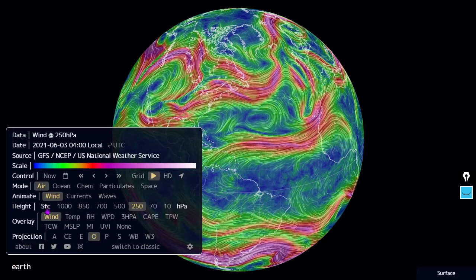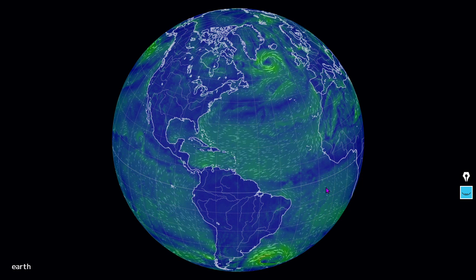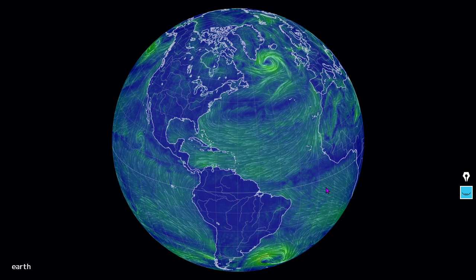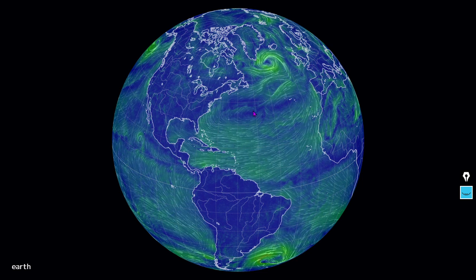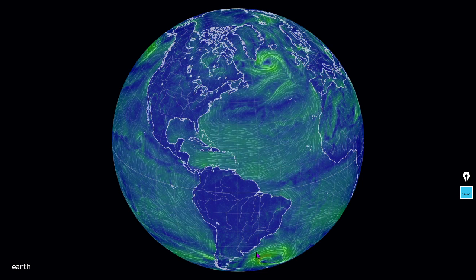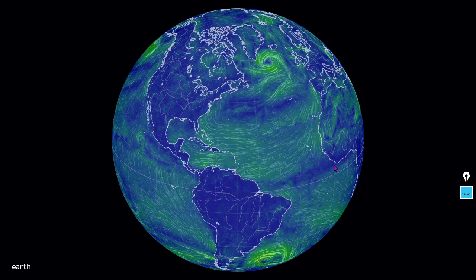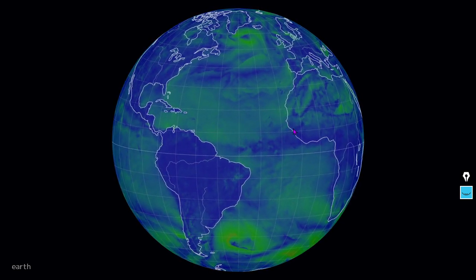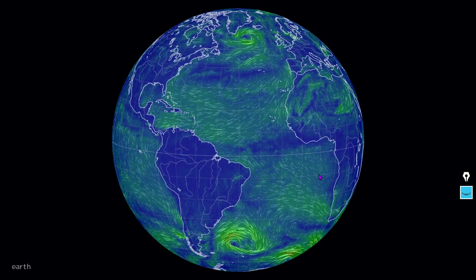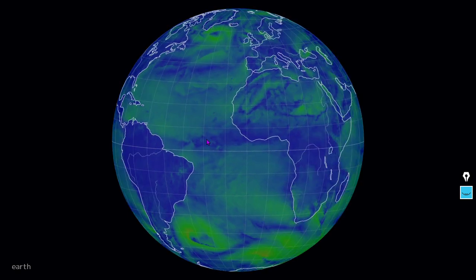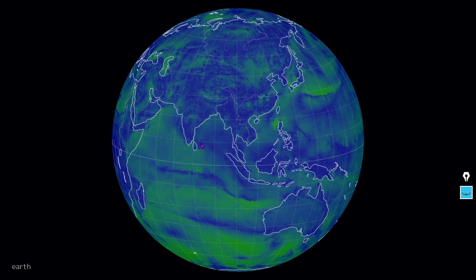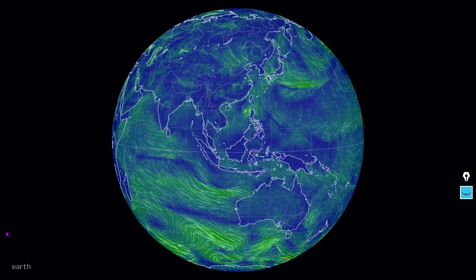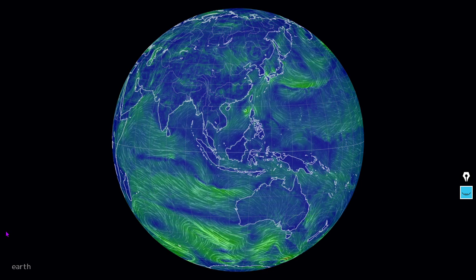Here are the surface winds. Powerful low pressure system here southeast of Greenland, as you can see on the surface wind map, as well as southeast of South America. And you can see the opposite rotation of that. Clockwise in the southern hemisphere, counterclockwise in the northern hemisphere for low pressure systems. Here are the surface winds of the eastern world.